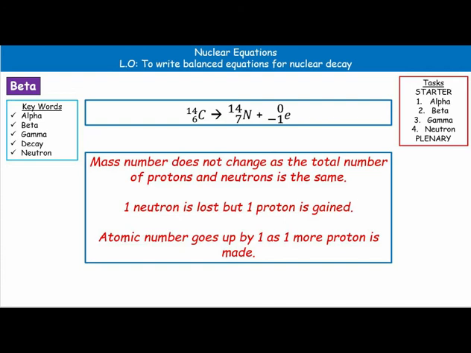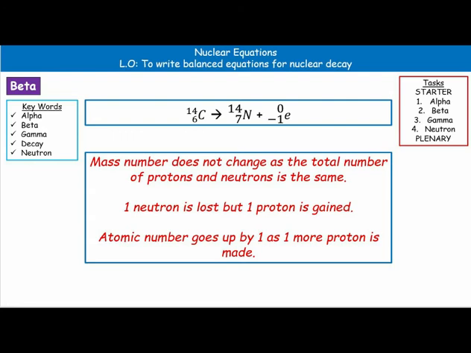So when it comes to talking about the mass number in beta decay, then it's not going to change. If you look at the equation at the top, we can see carbon has a mass of 14 and nitrogen the mass number of 14. Now, the reason that the mass number is not going to change is because the total number of protons and neutrons is the same. We may be losing one neutron, but we are forming one proton. So the mass number, remember, is the number of protons plus the number of neutrons. So if you lose one neutron but gain one proton, it just doesn't change. It stays the same. So still 14.